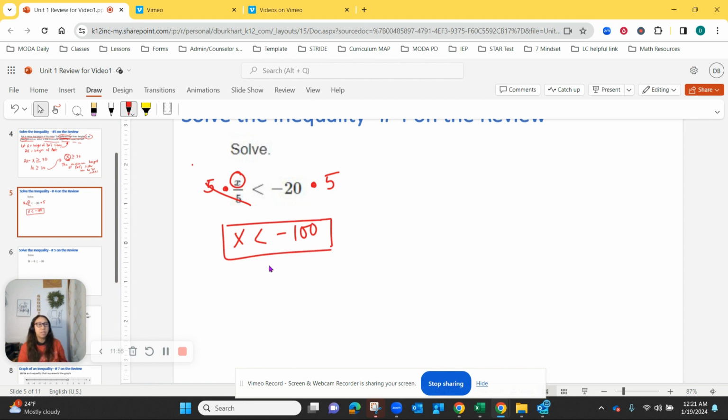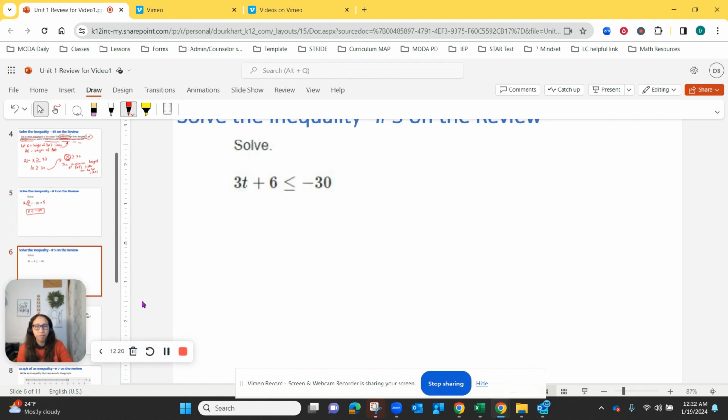So that means if you pick any number less than negative 100 but not equal to negative 100 and replace your variable x with that value, then the inequality will hold true. All right, so let's move on to number 5.